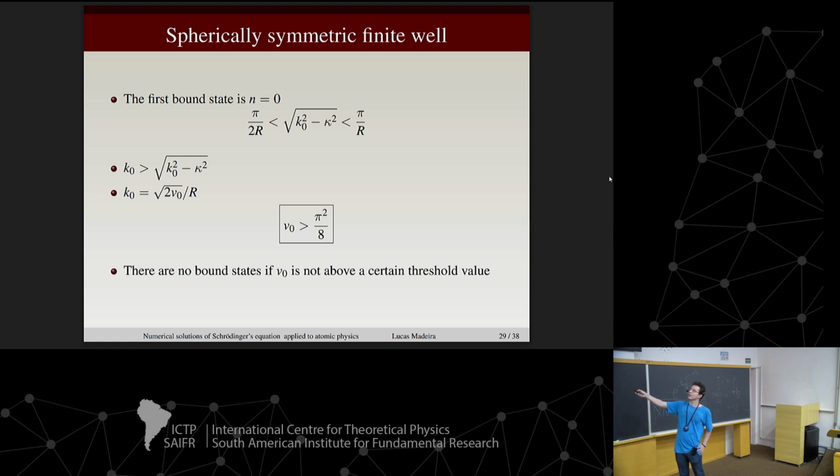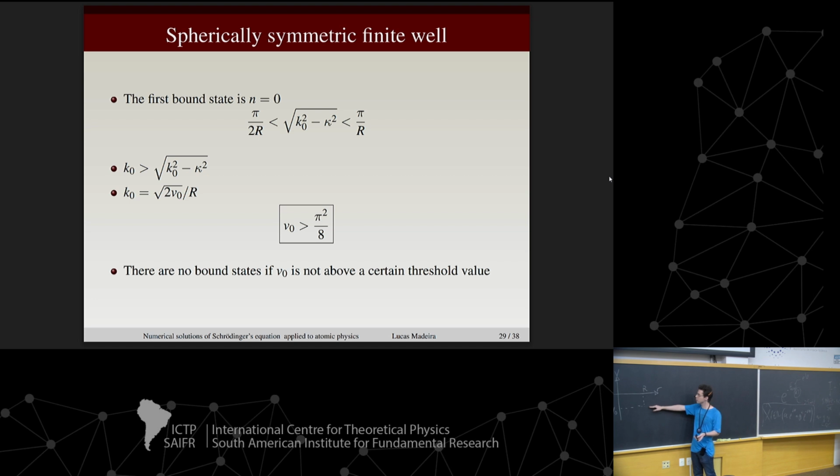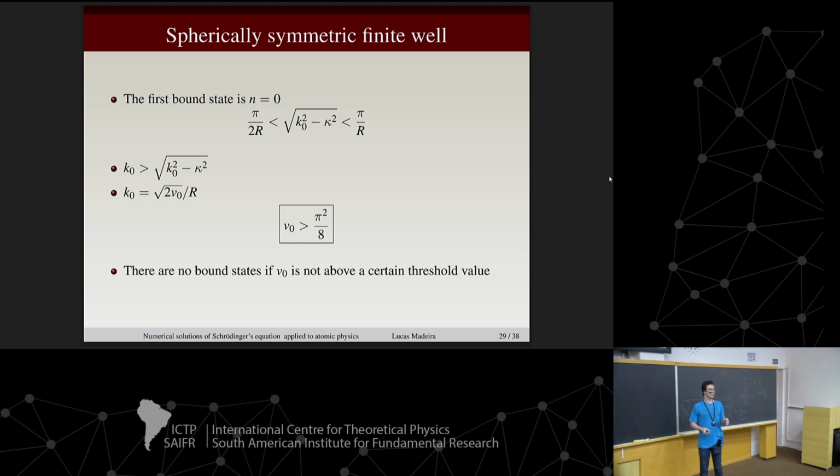As I said, kappa squared is positive, so if I remove it from K0, K0 is always going to be larger than this. And then at the end, if I substitute the value of K0 in terms of our potential parameters, the depth and the range, I get this simple inequality here that has a lot of physical meaning. This thing here is telling us that my V0 has to be above a certain threshold value. I mean, my potential has to be deeper than some critical value if I want to observe a bound state. All right? So that's the conclusion.